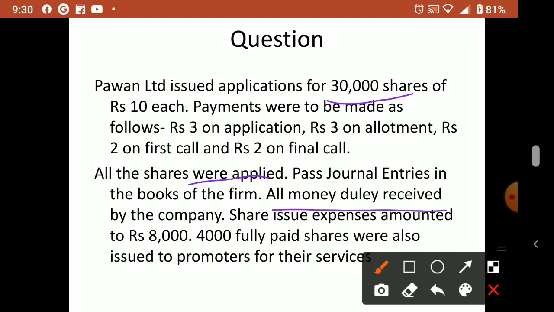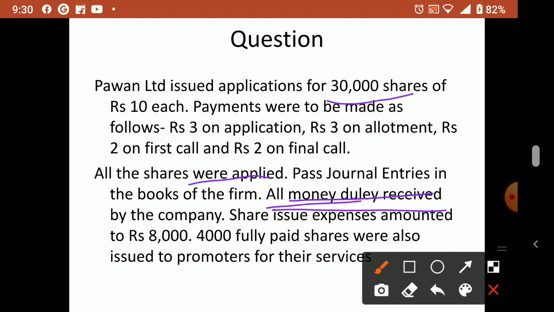All money duly received. This sentence is also important. Why? Sometimes some shareholders will not pay the amount of some installments. Application they send, sometimes they will not send allotment. Sometimes application and allotment received, but first call they didn't pay. Situations like that come. So this sentence is important: is all money received or not? All money duly received means the full amount we received.